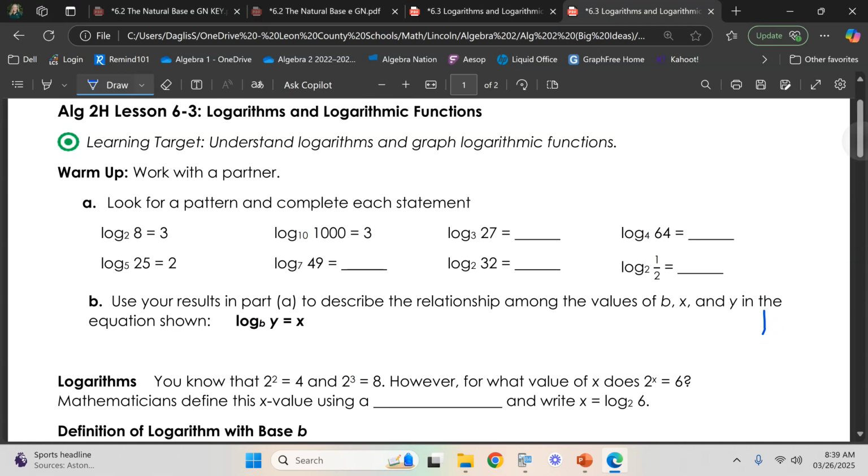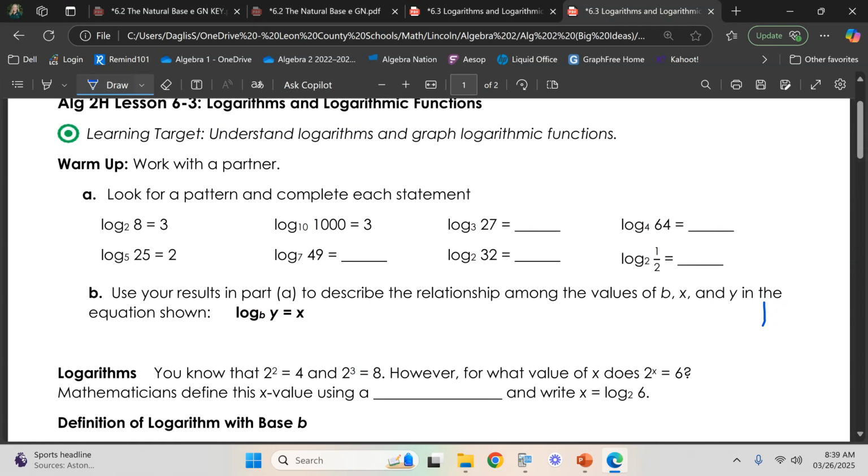Alright, we are covering 6.3 today, which is logarithms and logarithmic functions. So it's another introductory section. It's going to be a bunch of little stuff, all the little things you need to know about logarithms, and then we'll do more with them later.